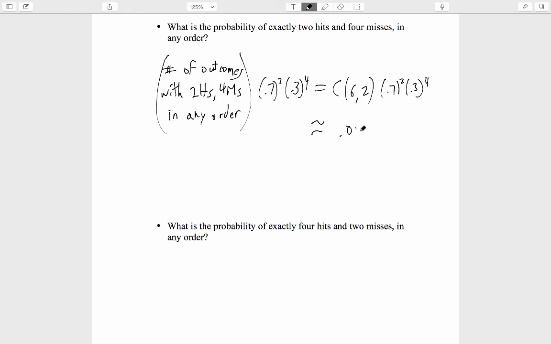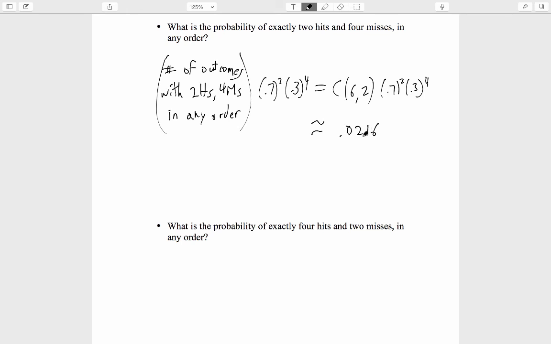It turns out that this is approximately equal to 0.0216. In other words, if you are a 70% shooter, it is very unlikely that you will obtain only 2 hits in 6 shots. It is very unlikely that you will miss 4 times in 6 shots if you are a 70% shooter.